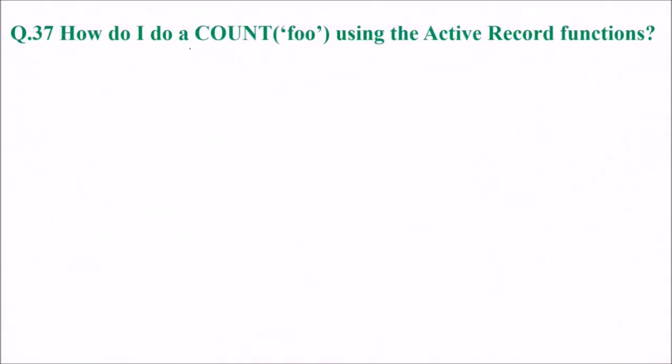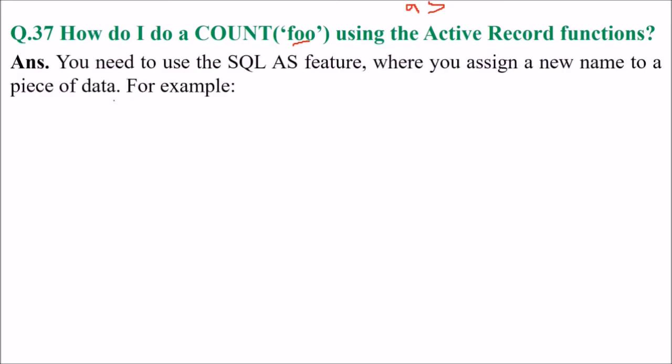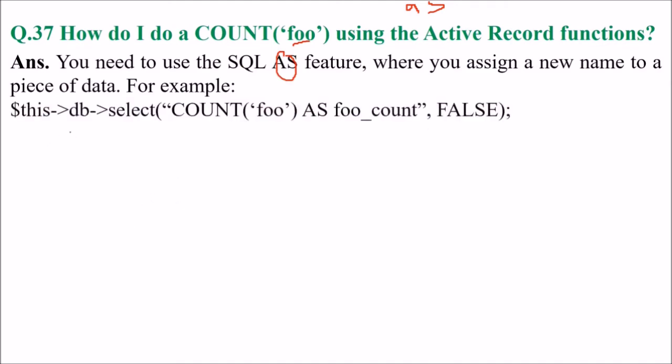Next question is, how do I do a count foo using an active record function? We'll use this as we have seen in our SQL queries. We need to use the SQL AS feature, where you assign a new name to a piece of data. For example, $this->db->select count something.